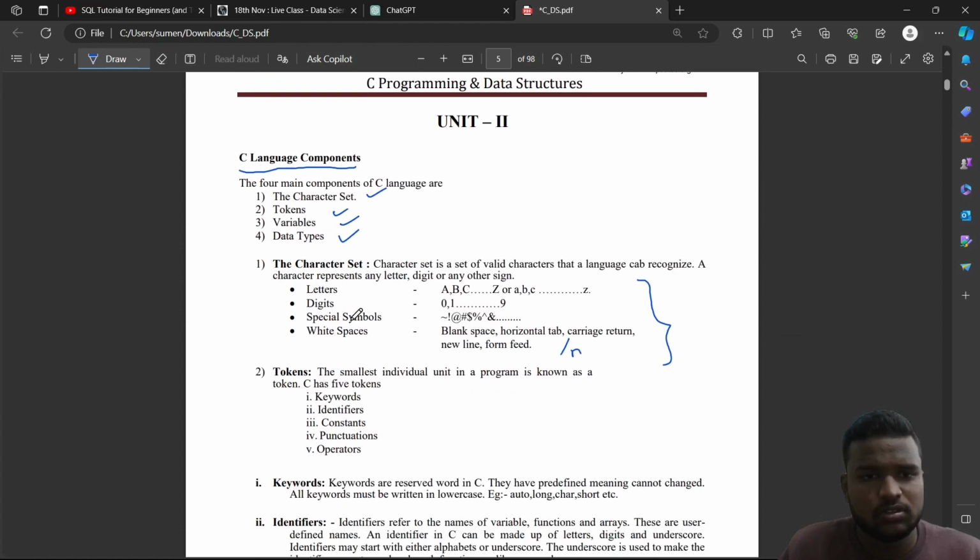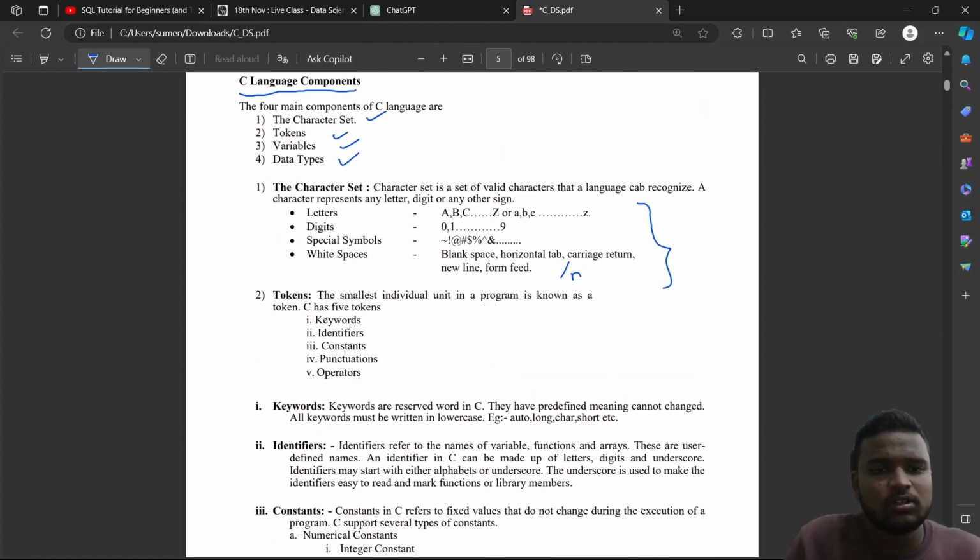Now moving on to the tokens. Tokens are nothing but the smallest individual unit in a program. So just have the definition. We will look into the more defined way of token. So basically there are five types of tokens, which are: first one is a keyword, second is identifier, third is constant, fourth one is punctuation, fifth one is operator. So we'll look into every token one by one.